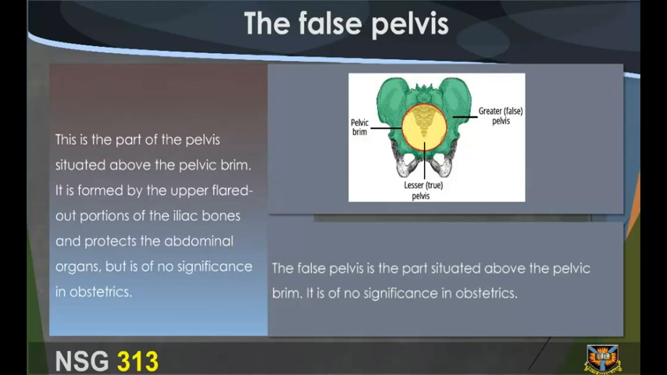The false pelvis. This is the part of the pelvis situated above the pelvic brim. It is formed by the upper flared out portions of the iliac bones and protects the abdominal organs, but it is of no significance in obstetrics.